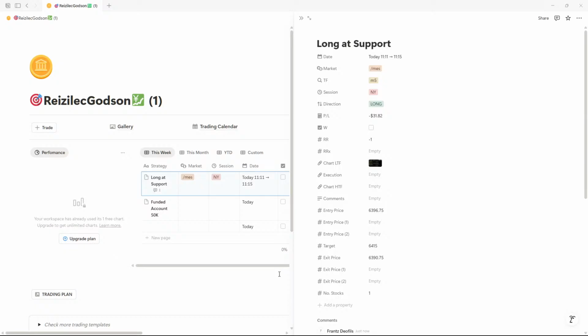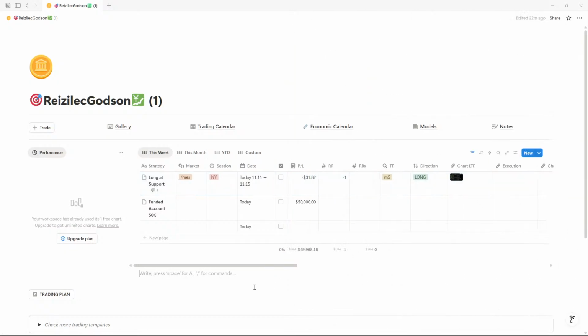Alright, that's it. Let's see how that one went. Alright, so we're down. We're gonna take our time. We're trying to get it to 53,000. So that's it. One trade.